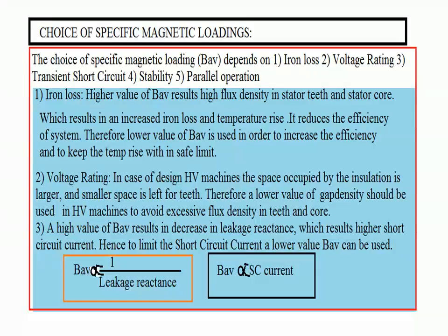By seeing this block only, you can construct 2 lines. After that, B average is directly proportional to short circuit current. Higher value of B average, lower leakage reactance. Higher value of B average, higher short circuit current. In this way, you remember these blocks. It makes it very easy to explain.